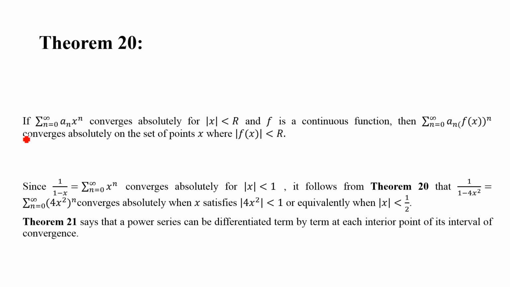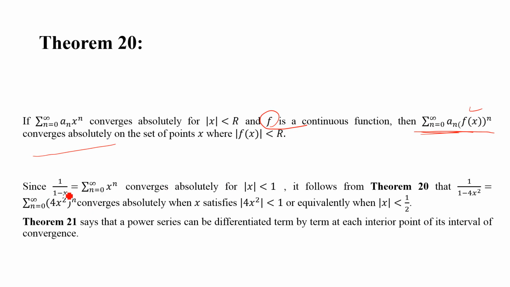Theorem 20. If sigma a_n x^n converges absolutely for |x| < r, and f is a continuous function, then sigma a_n (f(x))^n converges absolutely on the set of points x where |f(x)| < r. What we did actually, we replaced x by some f(x). So if this series converges absolutely and we have a continuous function f, then this series also converges absolutely on the set of points where |f(x)| < r.